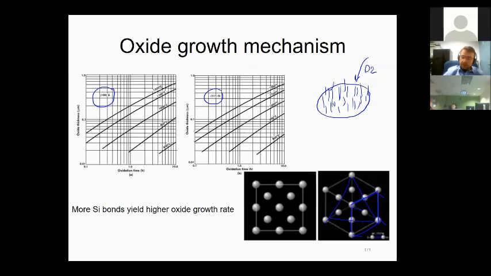But let me remind you again. Everything will depend on the number of available bonds that you have on your wafer surface. Okay? If you have more of these bonds available, these dangling bonds, it will be quicker and easier for you to grow the oxide too.